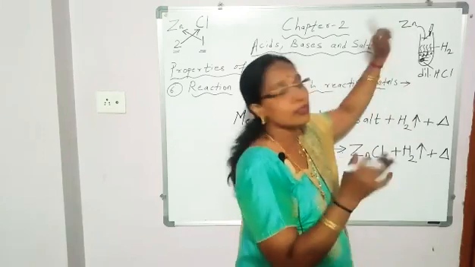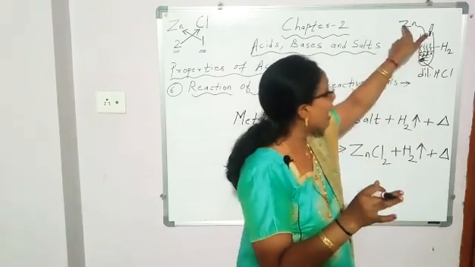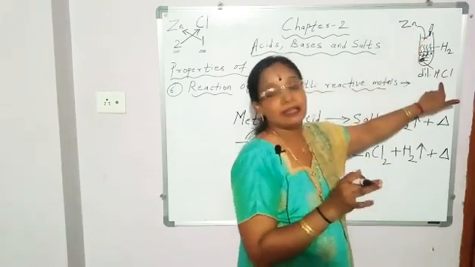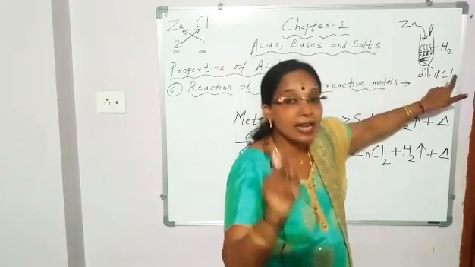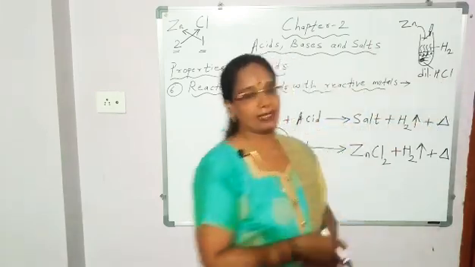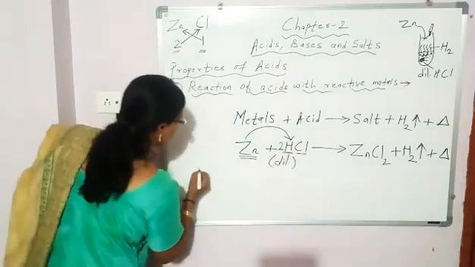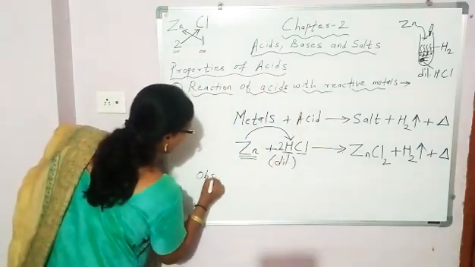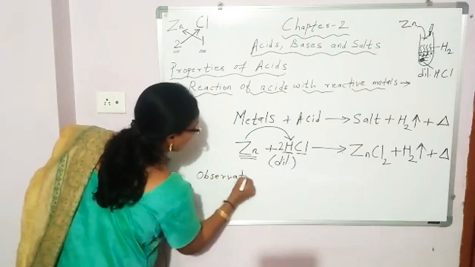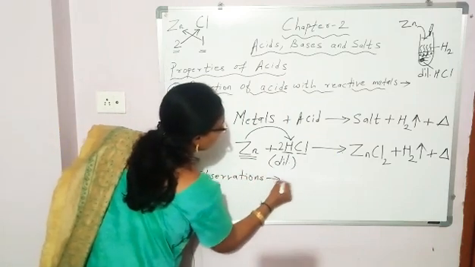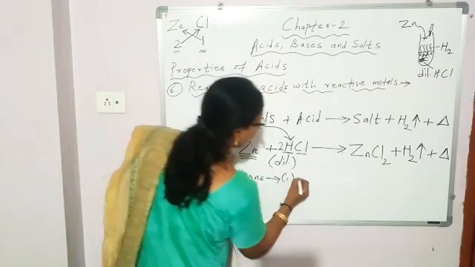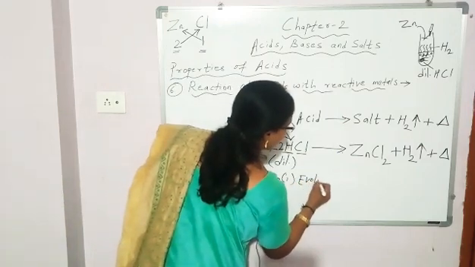It can be other metals also. So whenever reactive metals react with acid, which gas is evolved? Hydrogen gas is evolved. So this is one of the observations in this reaction. What is the first observation? Evolution of gas.